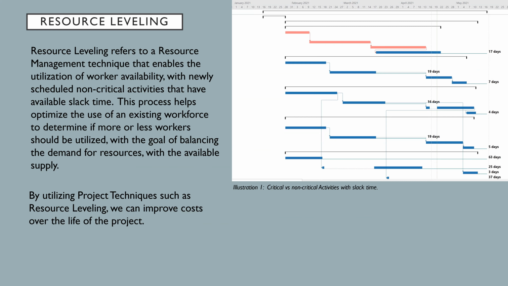So illustration one shows slack or non-critical activities that have available slack time. So you can see the slack time on the right, and the non-critical activities are the blue bars.